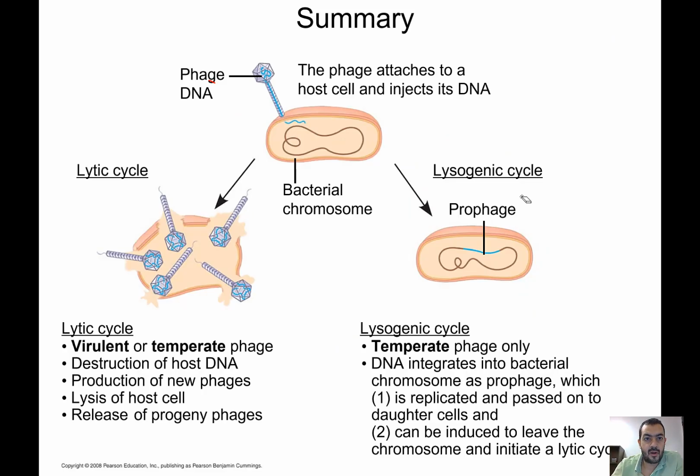So this slide summarizes the two types of cycles that may happen when a bacteriophage invades a bacterial cell. I will leave it for you to go through, and as I said, it summarizes what we have already discussed.